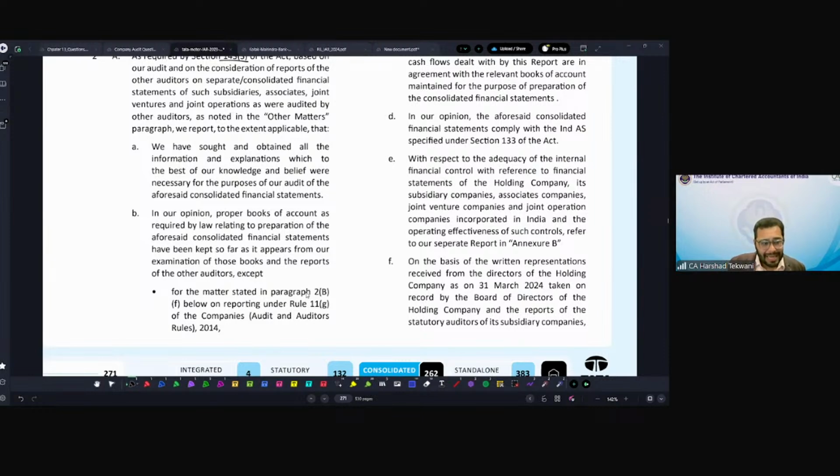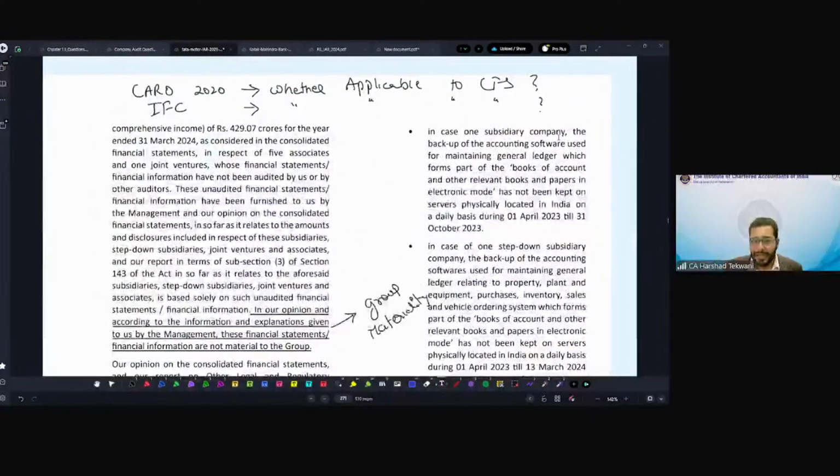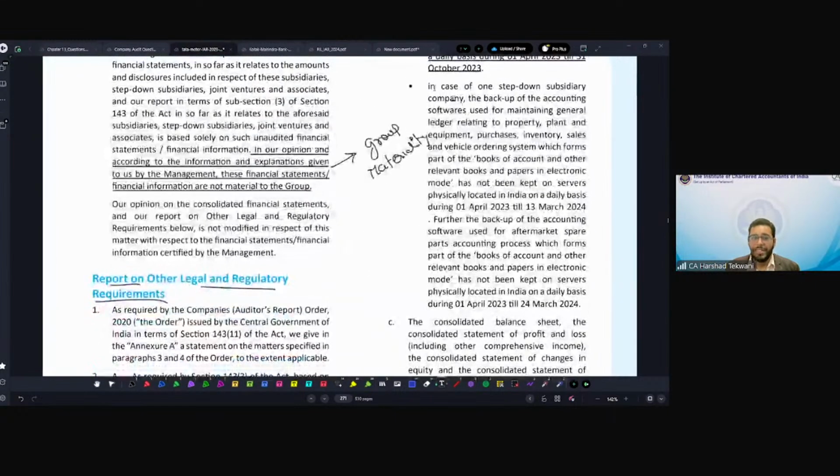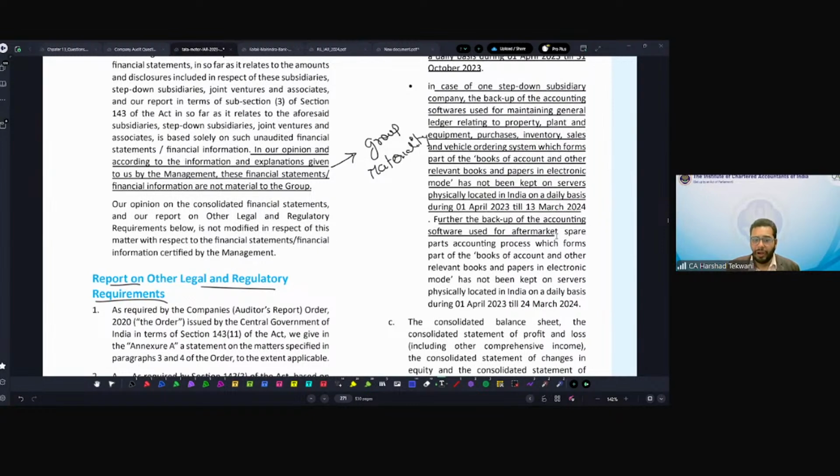Now see, for the matter stated in paragraph 2B(f) on the below reporting under Rule 11(g) of the Companies (Audit and Auditors) Rules, in case of one subsidiary, the backup of the accounting software used for maintaining the general ledger, which forms part of books of account and other books and papers in electronic mode, has not been kept on servers physically located in India on a daily basis from 1st April to this October. And in case of one step-down subsidiary, the backup of accounting software used for maintaining general ledgers and all that was not kept on servers. Further, the backup of accounting software used for this particular thing has not been kept on servers physically located in India. So all the matters are applicable the way they were applicable on the standalone financial statement.